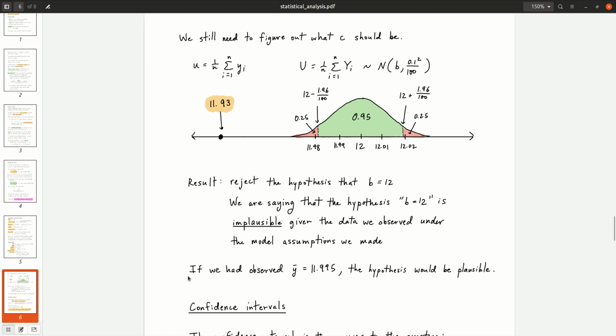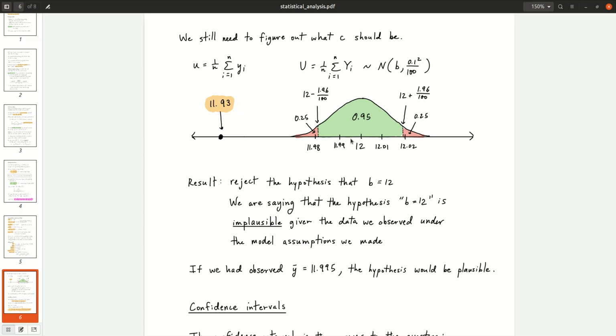On the other hand, if we had a different data set and we got 11.995, we would be here, and the result of our test would be to say that the hypothesis is plausible, or we fail to reject the hypothesis. So what statistical testing does is it allows you to make specific statements, specific hypotheses, and gives you an answer of whether that hypothesis is plausible or not.